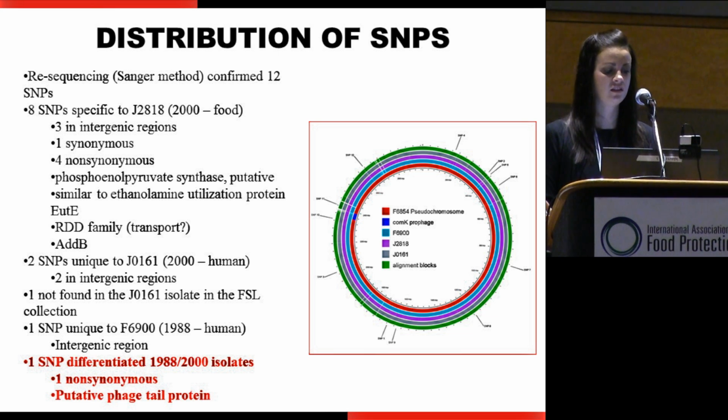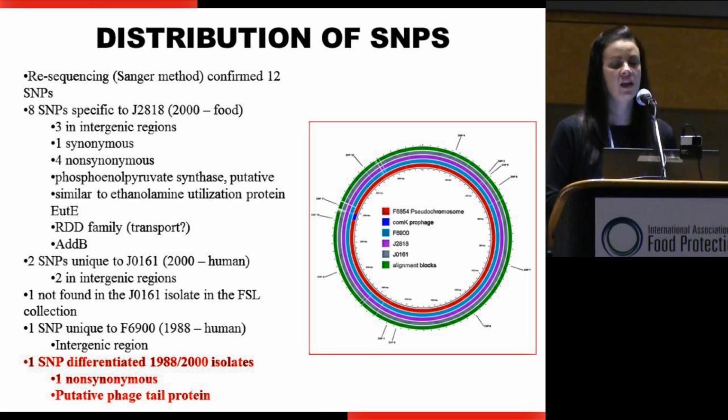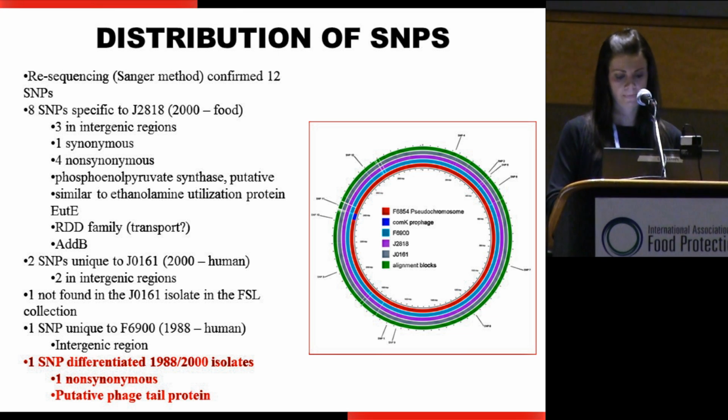2 of them were unique to the human clinical isolate, and only one of the SNPs was actually found in an intergenic region. So basically we saw that, looking at these isolates persisting in this plant over this period, only a few single nucleotide polymorphisms and some recombination events, shown through this figure here, had occurred in the comK gene. So the isolate had been very conserved over this 12-year period.